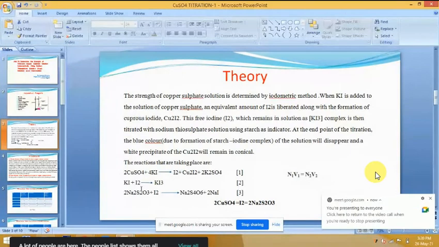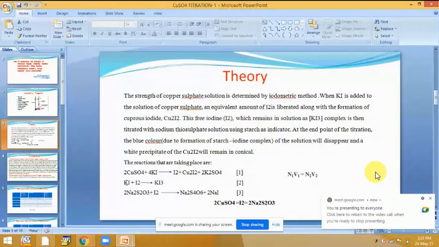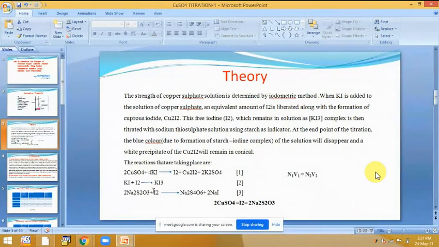Now you see, this free iodine will react with the KI we added at the start of the experiment, which will form KI3, and it is soluble in the solution mixture, that is the copper sulfate. Then this free iodine, when we add hypo solution, that is sodium thiosulfate Na2S2O3, forms sodium tetrathionate, that is Na2S4O6, and NaI.